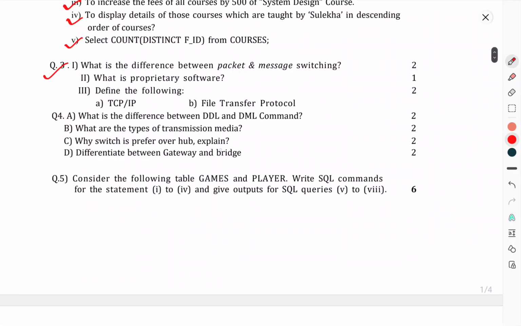Question number 3. What is the difference between packet and message switching? What is proprietary software? Define the following: TCP/IP, file transfer protocol. What is the difference between DDL and DML command? What are the types of transmission media? Why are switches preferred over hub? Explain. Differentiate between gateway and bridge.